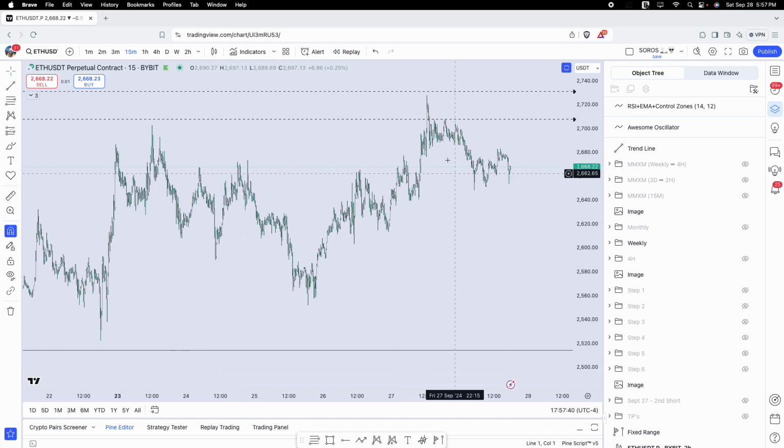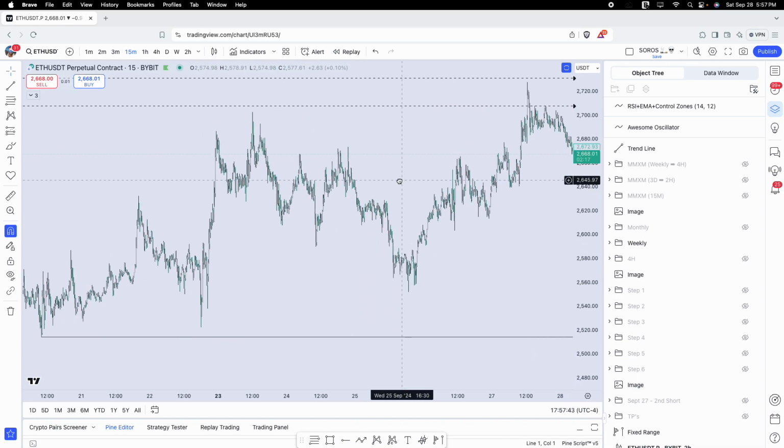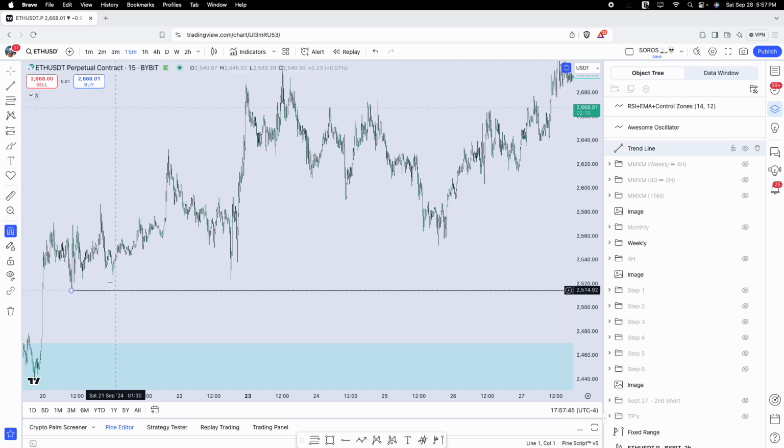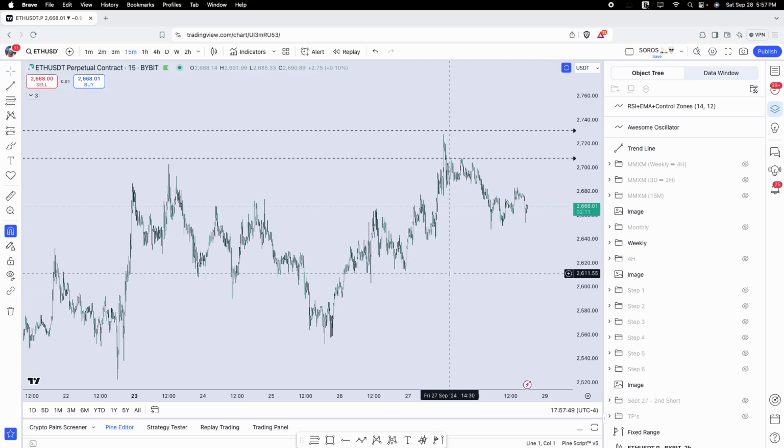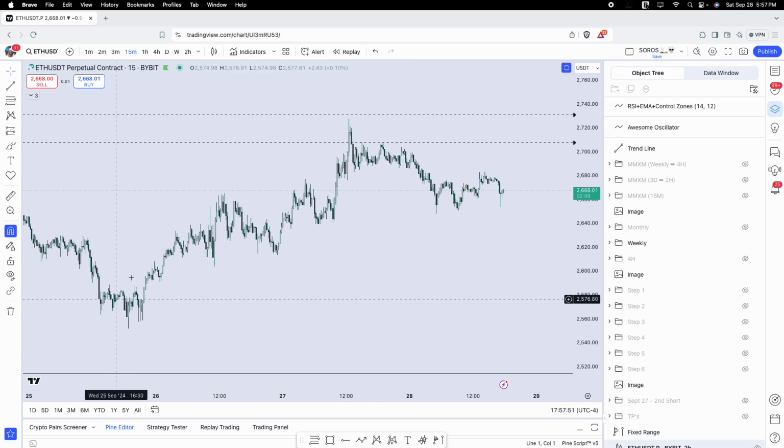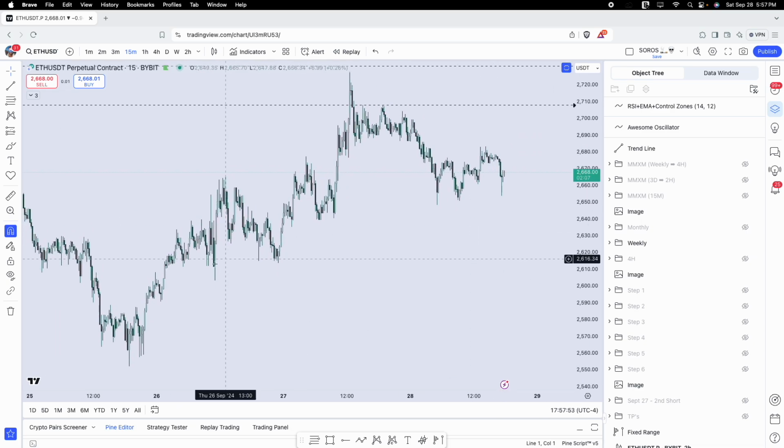What do we see here? Well, this is a range. It's ascending with higher lows. So there's a lot of liquidity being engineered in this range. And within this fractal right here, I could see various consolidation ranges.